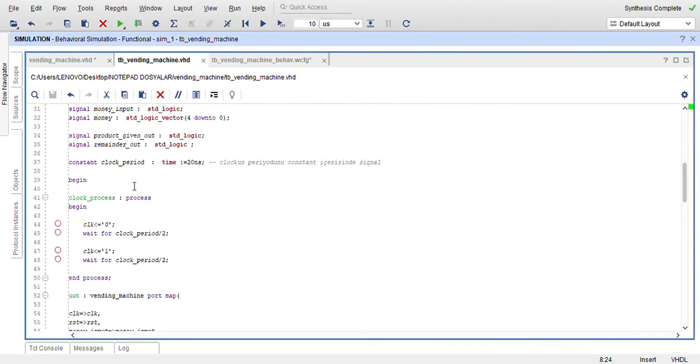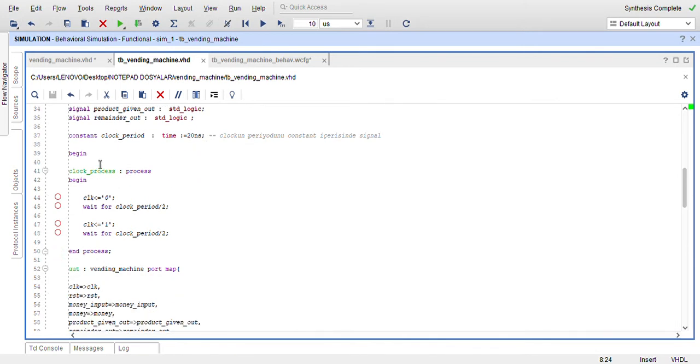The circuits that contain a clock, we have to write a clock process and a reset process. When writing the clock process, we write the constant keyword, then clock period, and we give it a period time equal to 20 nanoseconds.